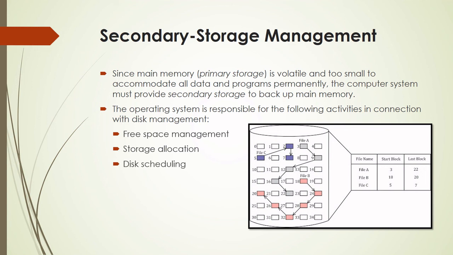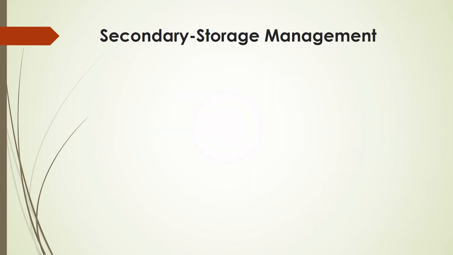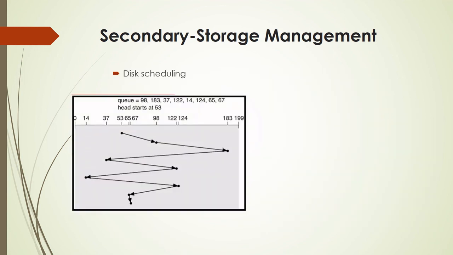The last one is disk scheduling. Let us look at one more example. For disk scheduling, you can see that there are certain numbers: 98, 183, 37, 122, 14, 124, 65, 67. So we can understand that there is a file which we want to access, and this particular file is stored from cylinder 98 till cylinder 67, and we want to access the file.